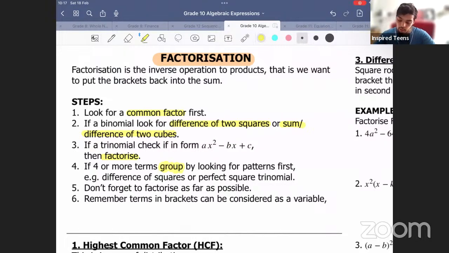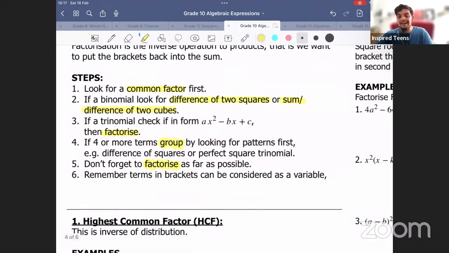Remember, terms in brackets can be considered as a variable. That doesn't really matter. It's just a guideline as to how you can approach factorizing. What are the different methods that you can use to factorize? The first of which we are going to go through is the highest common factor.